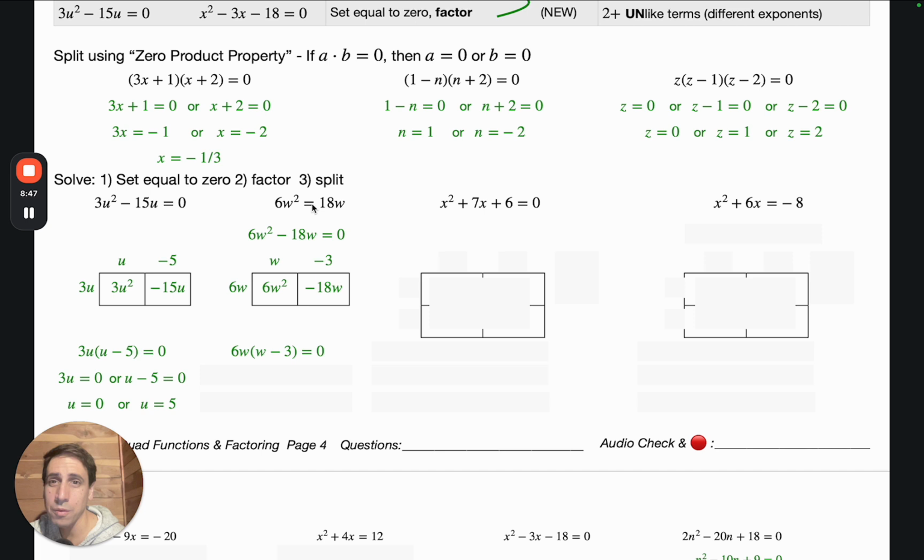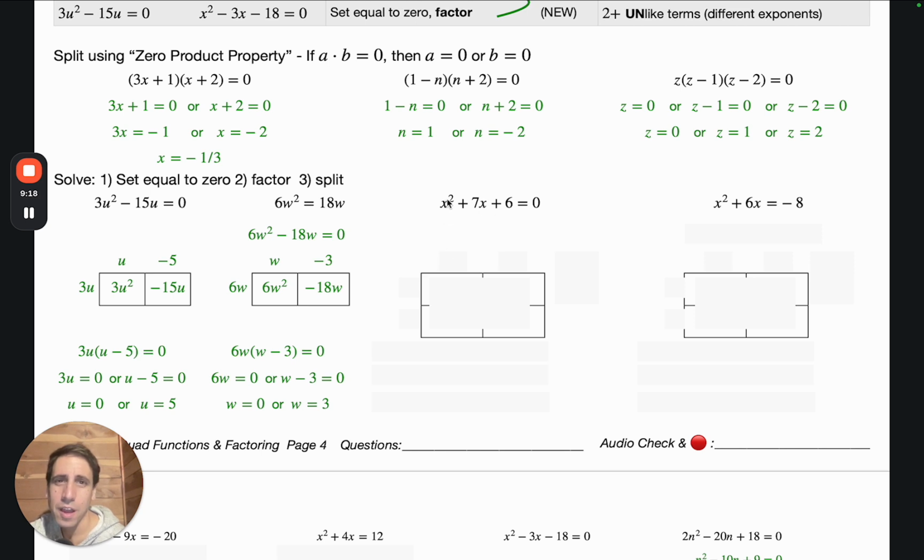Notice you started with an equal equation and continue setting these things equal to 0. But because it's in factored form, 6w and w minus 3, we can split them up and solve. And now we get our two answers. Let me check. Back in the original, 6 times 0 squared is equal to 18 times 0. And if you put a 3 here, this would be 54, and this would also be 54. Oh yeah, they work. Both sides are 54.